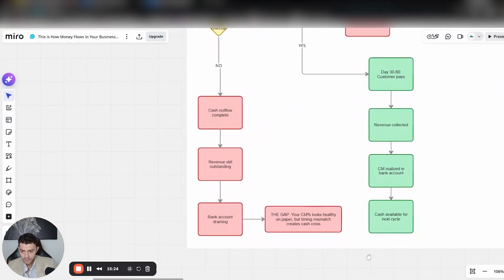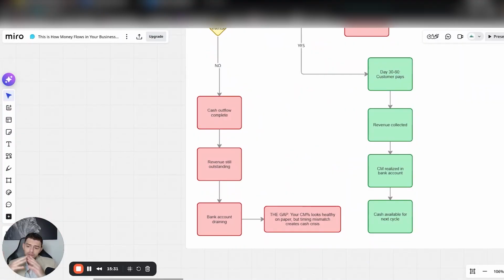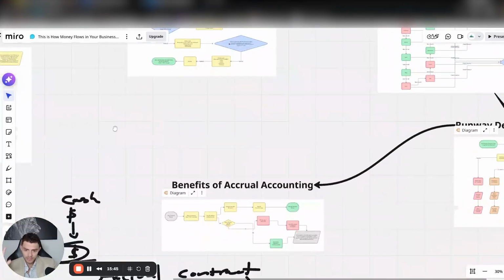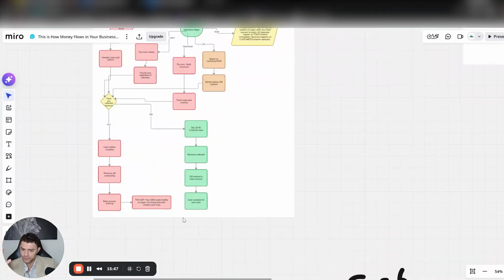But if it doesn't happen, you have to understand that you have a cash outflow that's incomplete and you have revenue that's still outstanding and your bank account is draining. So even though your contribution margin percentage looks healthy on paper, there's a timing mismatch. So it's super important to think about your timing.